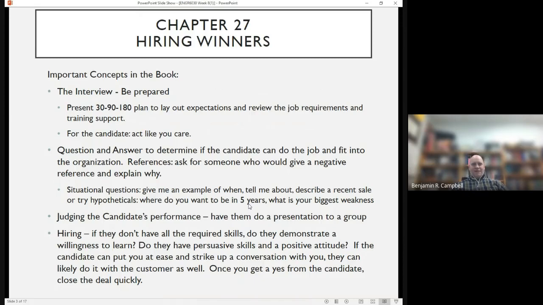For the candidate, the number one thing you can do is act like you care. Act like you're interested in the company and you want to be a part of it. If you're not showing much interest, if you're not showing much excitement, or you're not invested in the interview process, how invested will you be in the sales process?